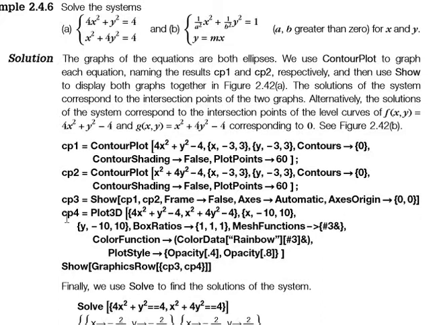Now for CP4 we use Plot3D in this way, 4x square plus y square. In this command, all these equations are put here, and the value of x is this one and y is this one, BoxRatios is this. Now the ColorFunction is this. Here we want to show Graphics Row of CP3 and CP4. Let's move and check their graph.